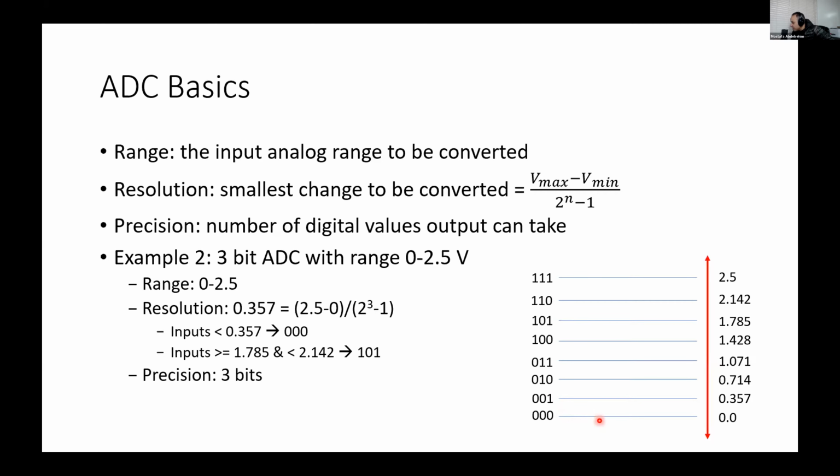Okay, so now if it was below 0.357, it will be converted to 000. If the input signal is between 0.357 and 0.714, it will be converted to 001, and so on. Okay.